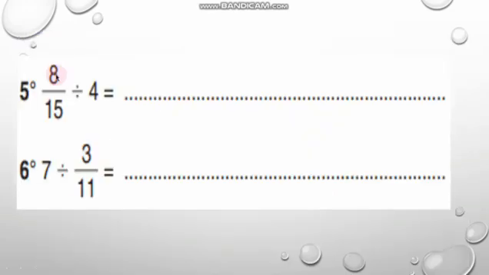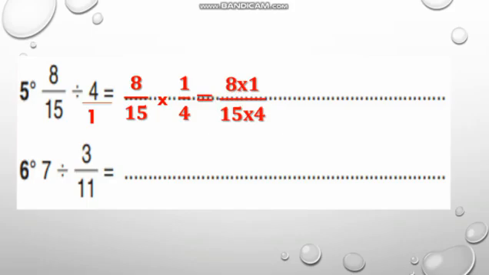Now I have 8 over 15 divided by 4. When I have a single number, I write 4 over 1. So now I write 8 over 15 times 1 over 4. So I write 8 times 1 over 15 times 4. Now I can decompose 8 and 4 and 15. So 2 times 2 times 2 instead of 8, 15 is 3 times 5, and 4 is 2 times 2.